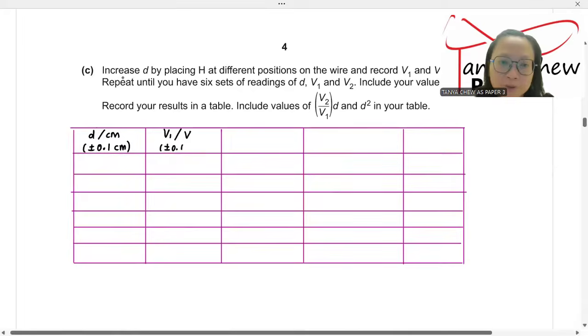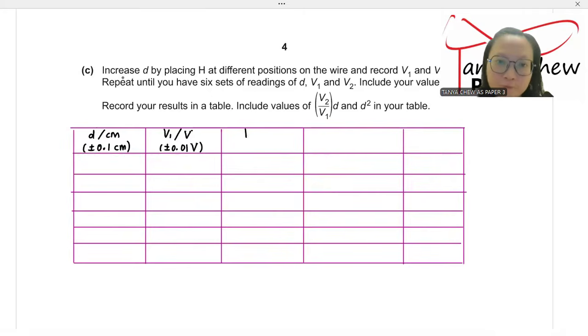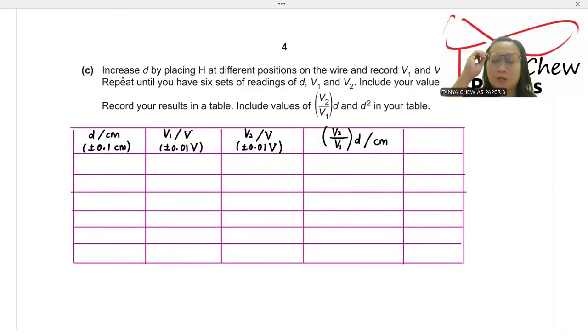It doesn't matter. 0.01 volt. I just want to put it in to avoid making some careless mistake. And then V2 slash unit, and then plus minus 0.01 as well, volt, because I'm using a digital voltmeter. And then after that, this is V2 divided by V1 multiplied by D. So the unit is cm, because V2 volt divided by V1, which is also volt, there's nothing.